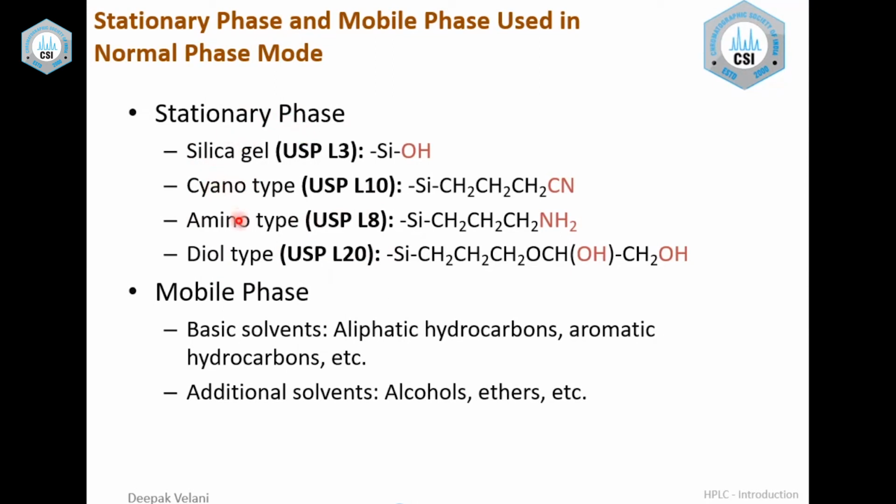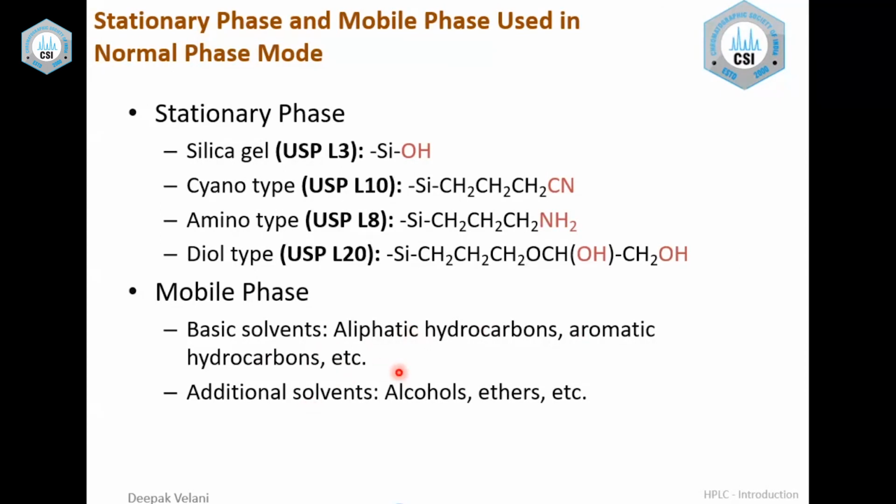Cyano and amino are typical columns which can be used even in reverse phase. So if anybody is using cyano columns for both usages, please get it shipped into the solvent you use: if normal phase, into normal phase solvents; if reverse phase, into reverse phase solvents. Diol and silica are generally used for normal phase chromatography. Basic solvents are aliphatic hydrocarbons and aromatic hydrocarbons, basically water-immiscible solvents.